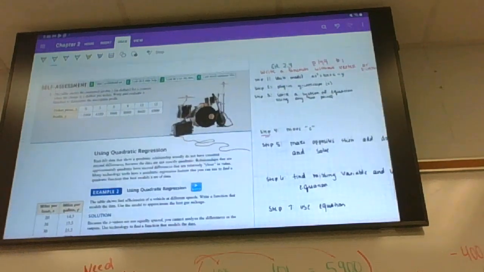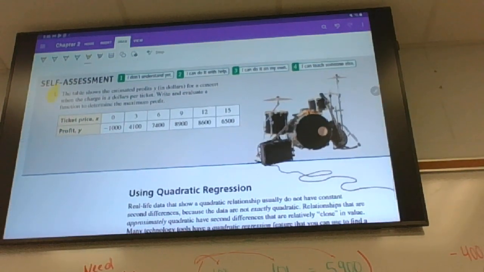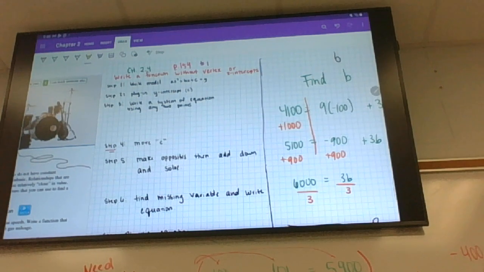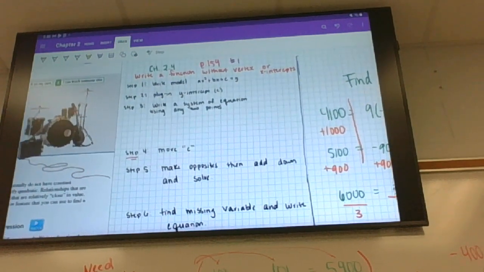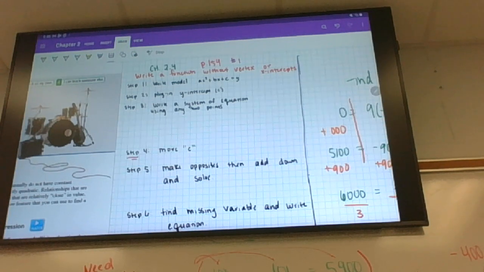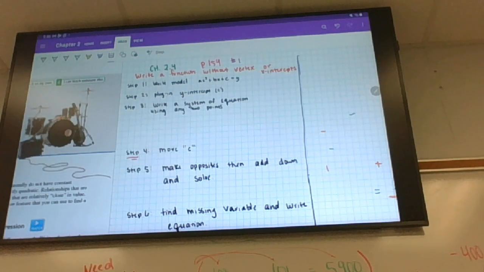We are going to do number 1 on page 154. And these are the steps we're going to do. I'm going to give you time to read the problem, write the steps down. You can even try starting it before I do it. So I'm not going to jump right into it. I'm going to give you time. I'll read the steps out loud. This is page 154. Steps for writing a function without a vertex or x-intercept.